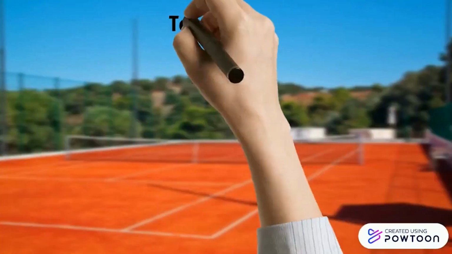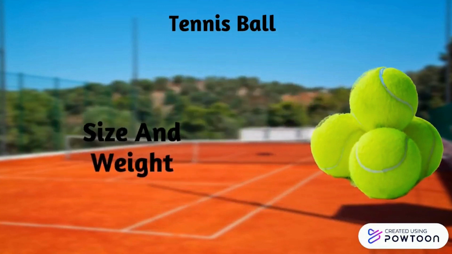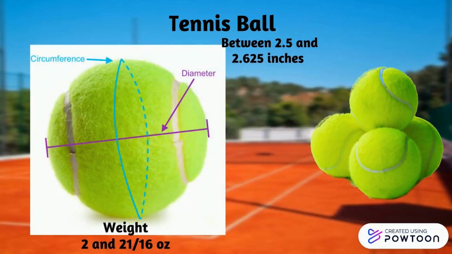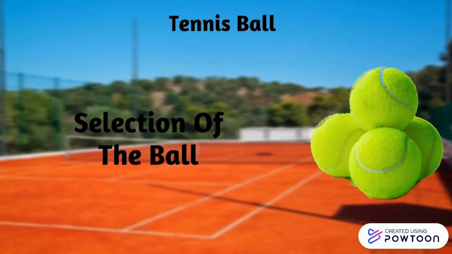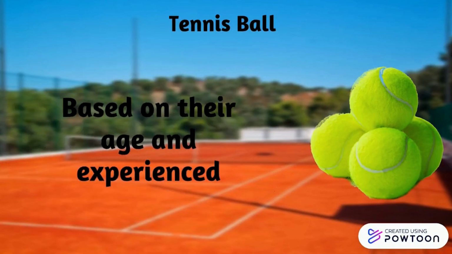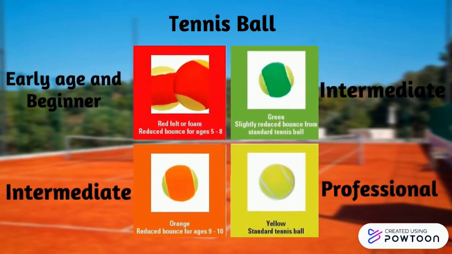The second equipment is the tennis ball. This is an example of a tennis ball, the size and weight. As we can see, this is the weight and the size of a tennis ball. The selection of the ball. Usually, the selection of the ball is based on their age and experience. There are 4 examples of balls based on age and experience.